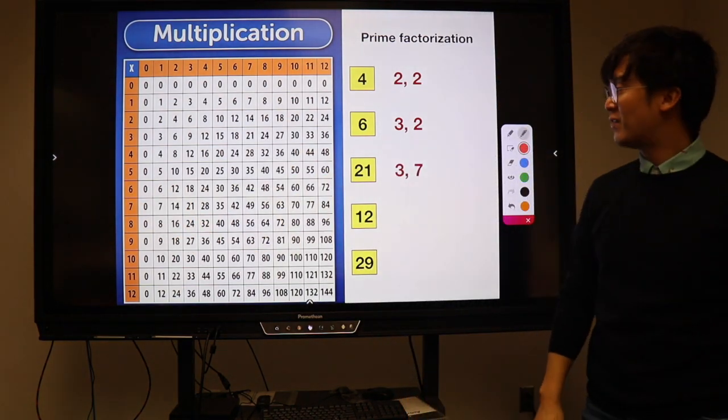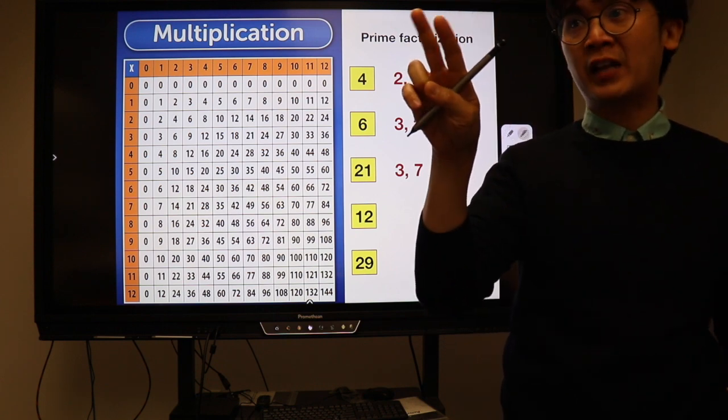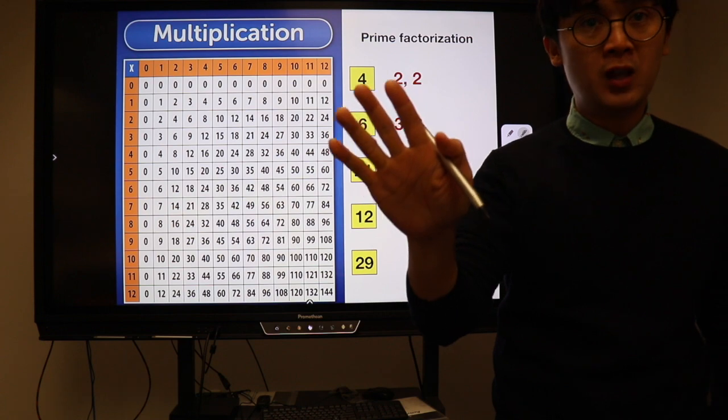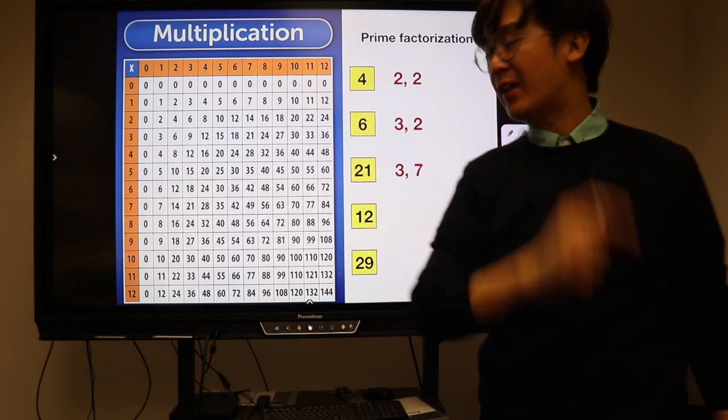3 and 7 are prime factors. Now, are all prime factorizations just two numbers that you multiply to each other to equal that number? No. Sometimes you will have more prime numbers to come up with that number.